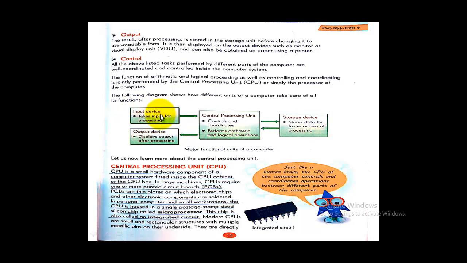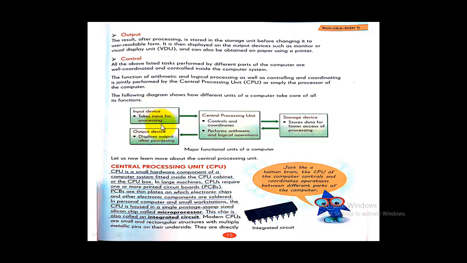The first one is the input device, which takes the input for processing. First the input device will take the input for processing, then the central processing unit controls and coordinates. It will store data in the storage devices for faster access and processing, then it will come back to perform arithmetic and logical operations here, then it will display to the output device. The output device displays output after processing.